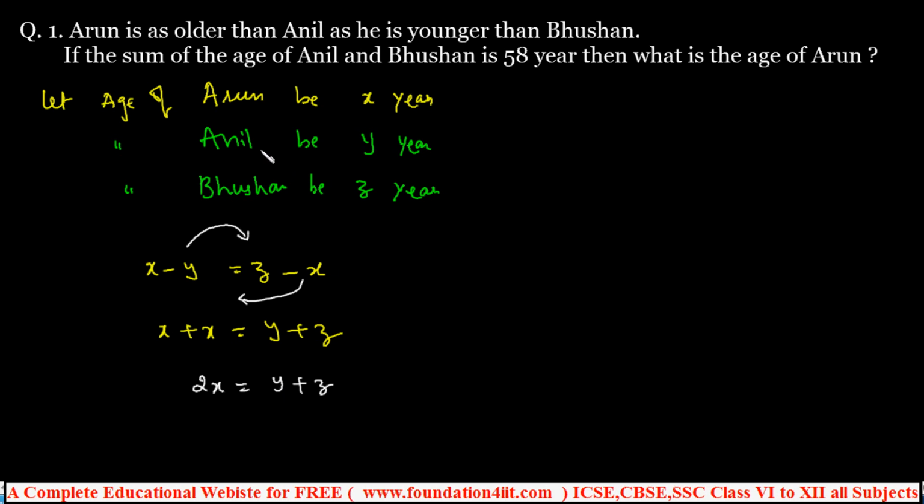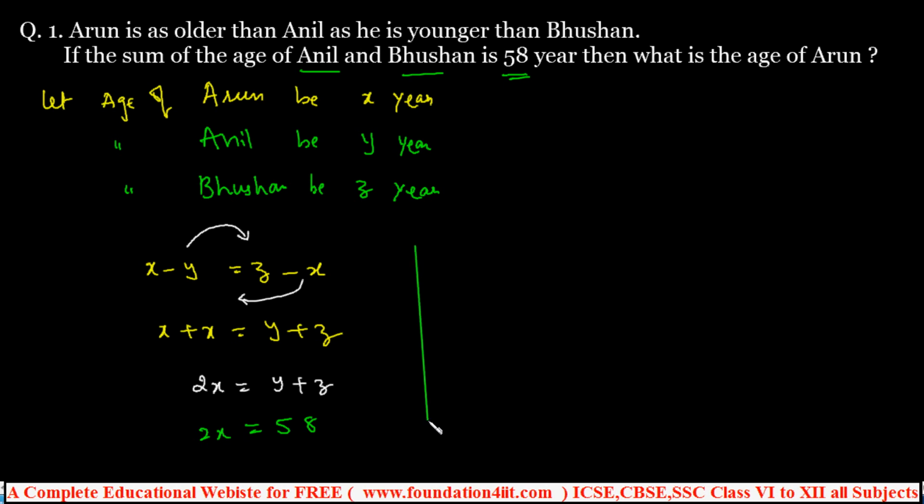Actually y and z are Anil and Bhushan. But see the statement: the sum of the ages of Anil and Bhushan is 58 years. That means y plus z is 58. So this value is 58, and that is equal to 2x.